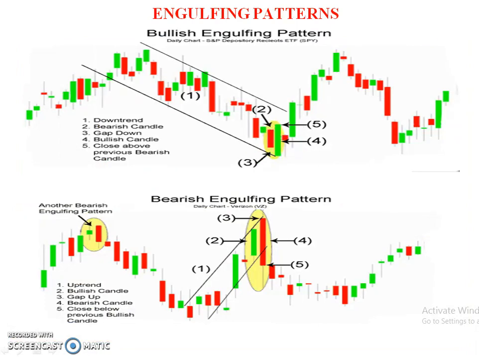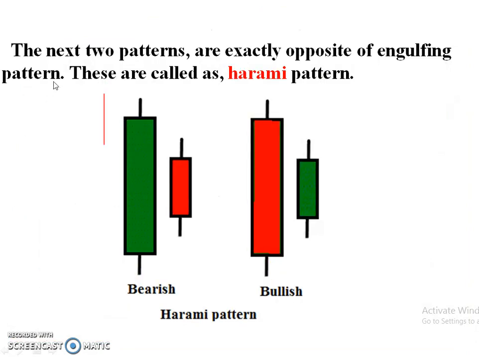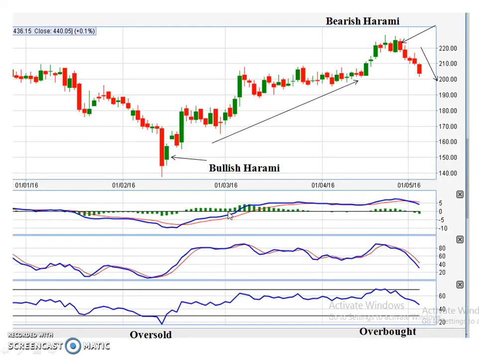The next two patterns are exactly opposite of the engulfing pattern. These are called the Harami pattern. In bullish and bearish Harami patterns, the candles are formed as shown on this slide. The first pattern is the bullish Harami pattern and the other is the bearish Harami pattern. The bullish Harami pattern should form in the oversold condition of the stock. In the bullish Harami pattern, the candles are formed as shown on this slide.